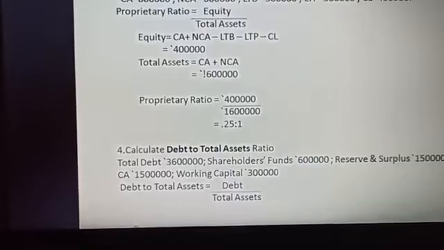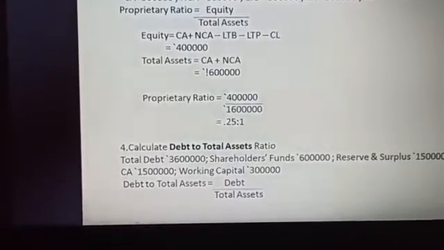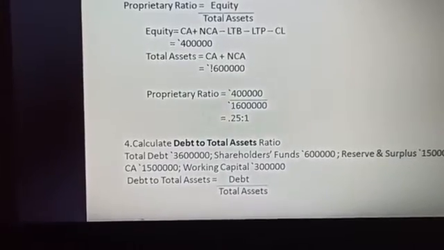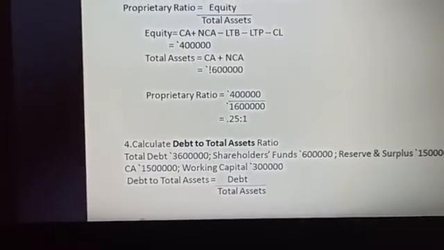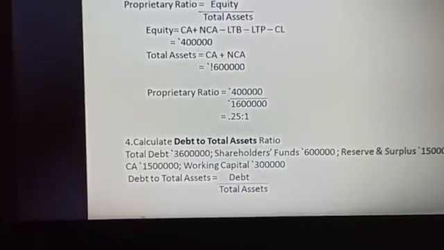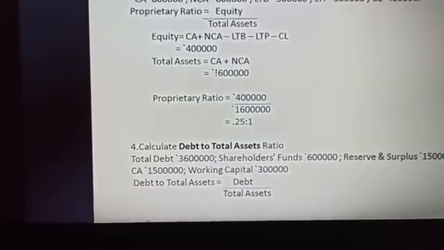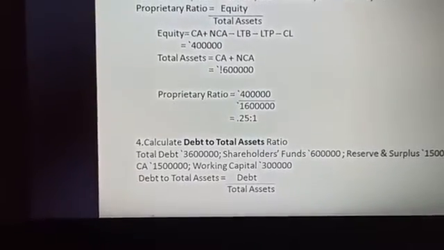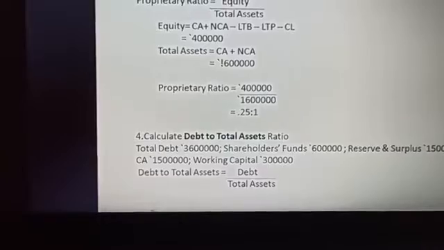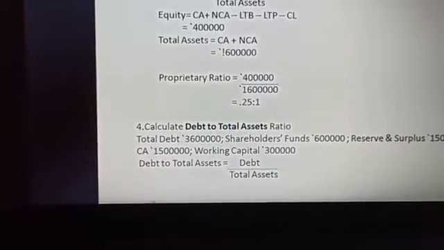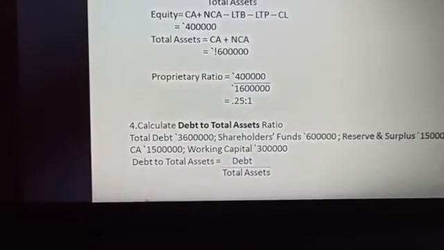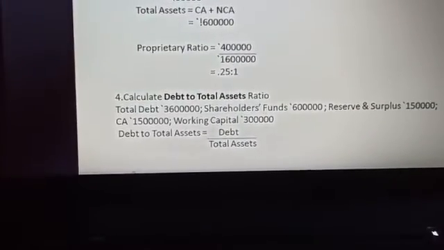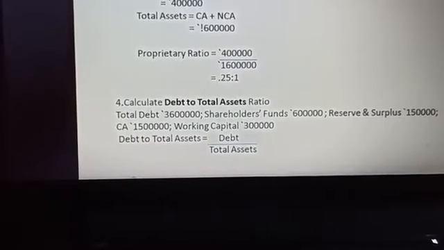We get 4 lakh. Whereas total assets equals current assets plus non-current assets, 8 lakh plus 8 lakh, we get 16 lakh. So 4 lakh divided by 16 lakh, the result comes as 0.25:1.